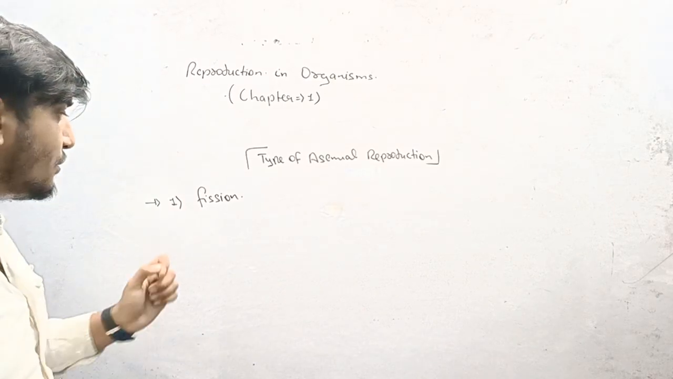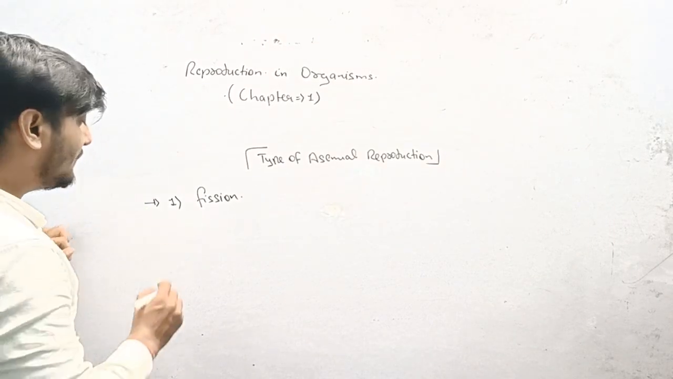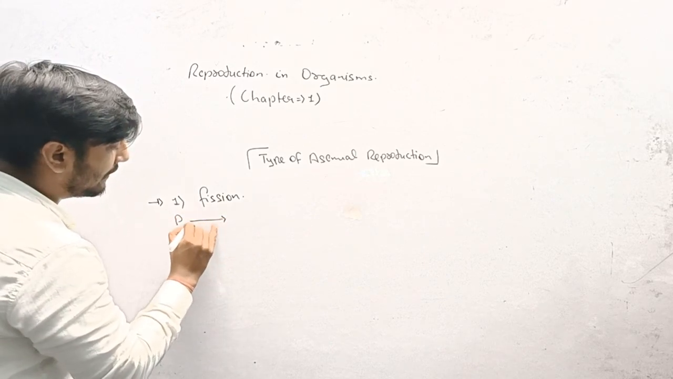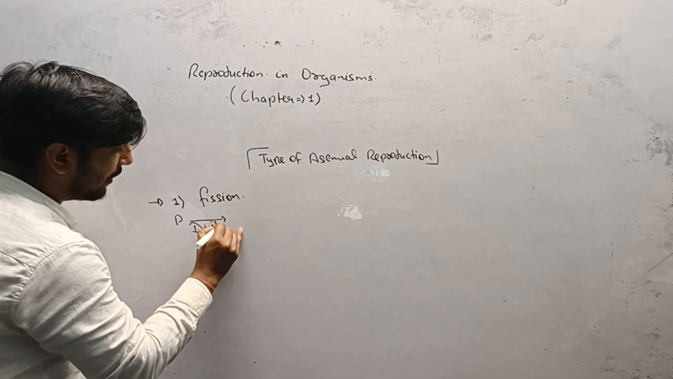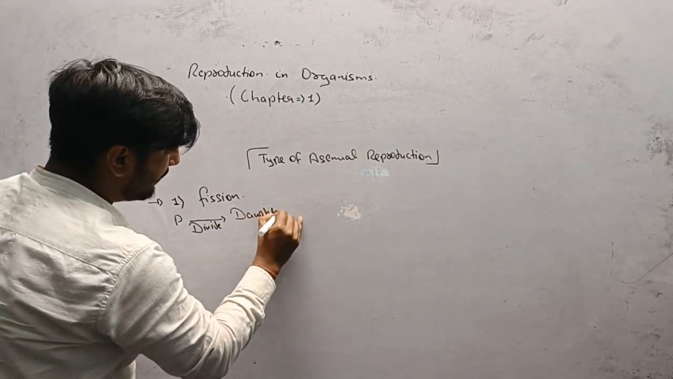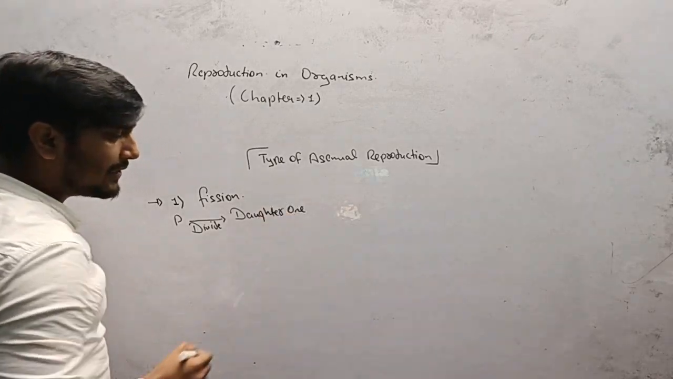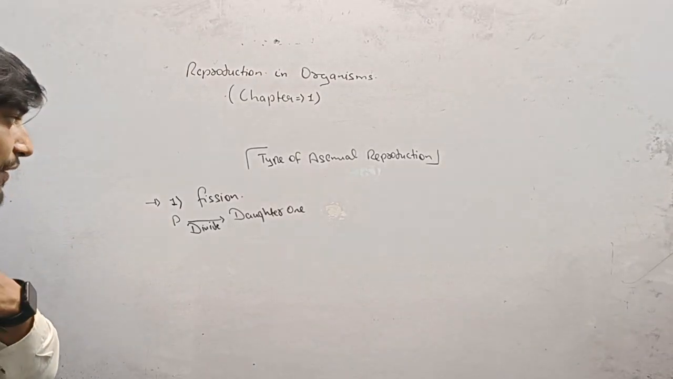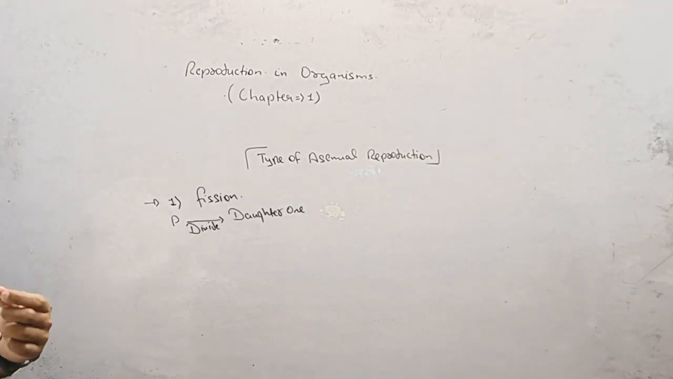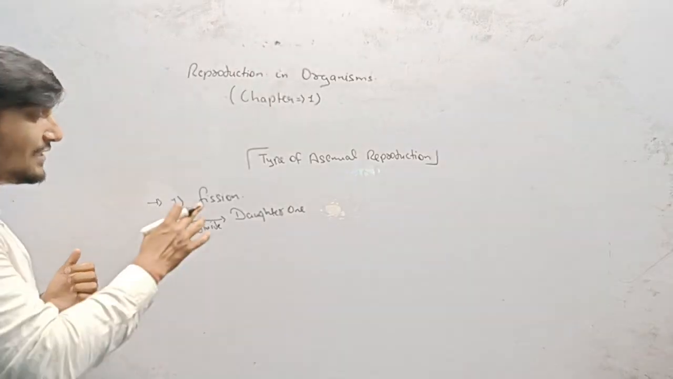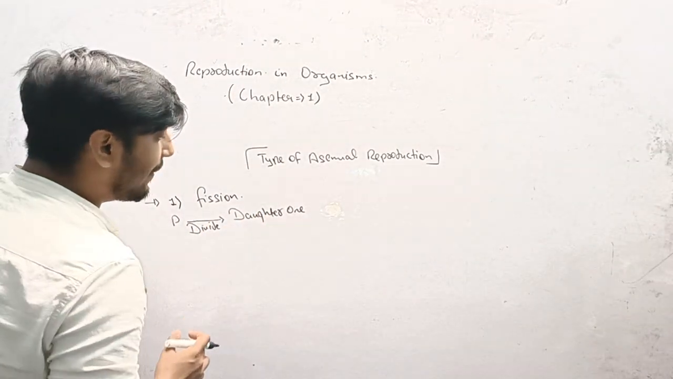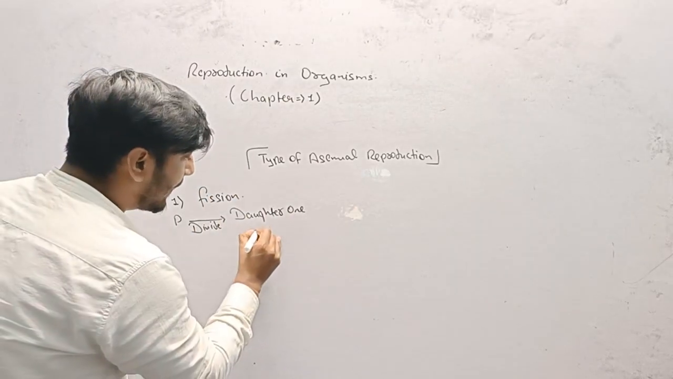In the process of fission, the parent cell divides into daughter cells. Simple, very simple, right? The process by which a parent cell divides into daughter cells is known as fission, right? On the basis of the number of daughter cells formed, it is classified into two categories.